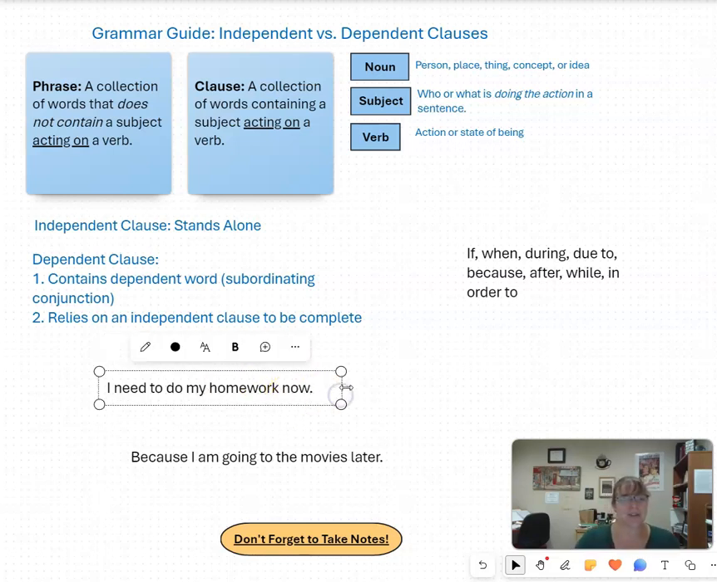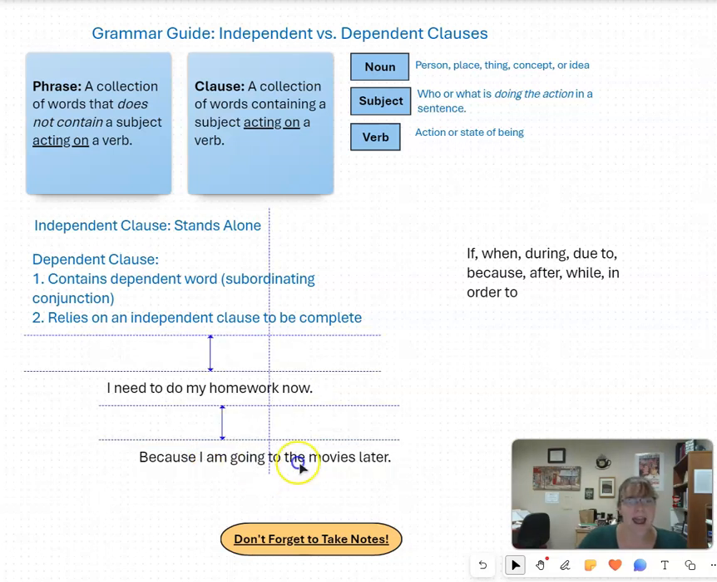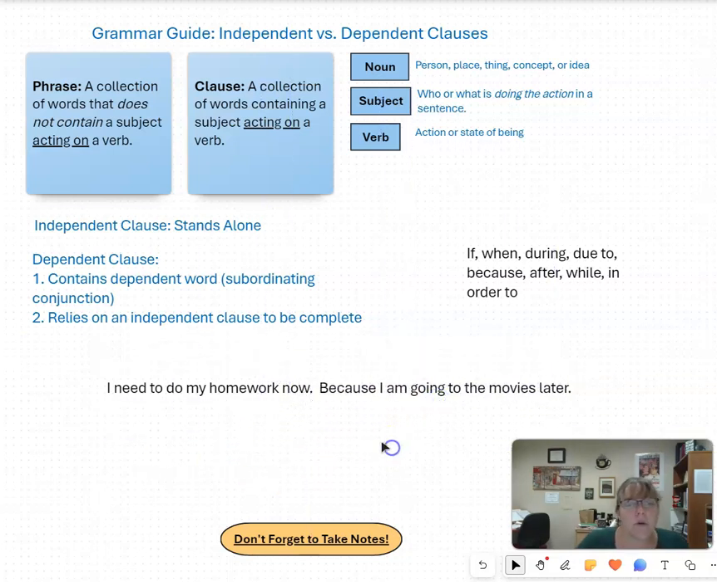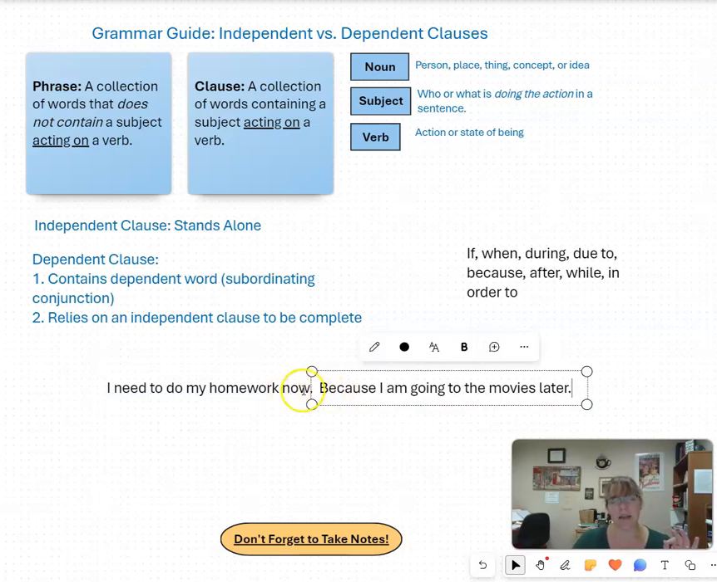There we go. Okay, so we have this sentence right here, and then we follow it with, because I'm going to the movies later. Notice that this period right here, most of us, probably all of us, know that a period ends a sentence. It ends a thought. It says stop right here. Okay, so we stop right here. And so this period tells the audience that this construction is a brand new sentence.